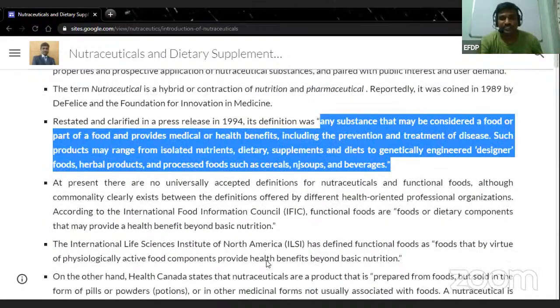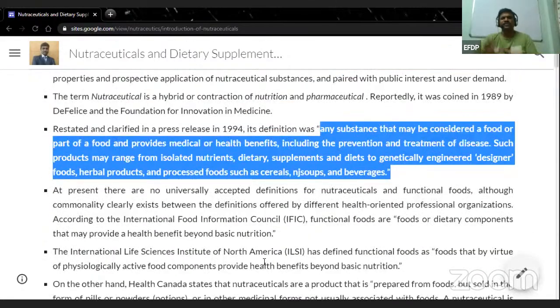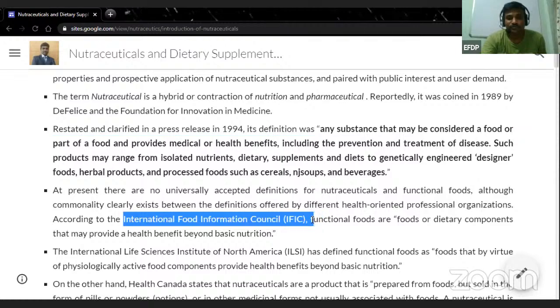क्या है? Beverages. आपने बहुत सारे beverages देखे रहेंगे. Mainly we are able to see beverages, means what? Happy drink is there, some energy drinks are there that come under nutraceutical. Now at present there is no universally accepted definition of nutraceutical and functional food, although commonly it has been accepted by the International Food Information Council. See, it is very important.